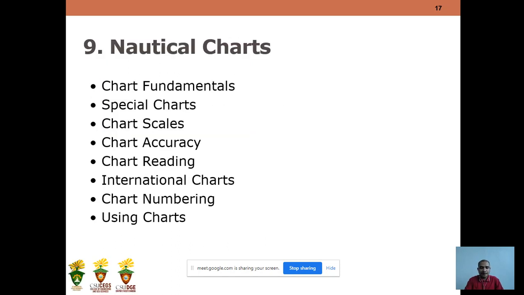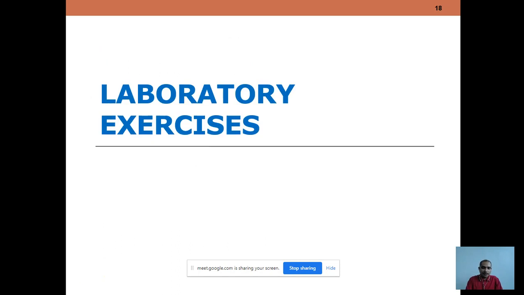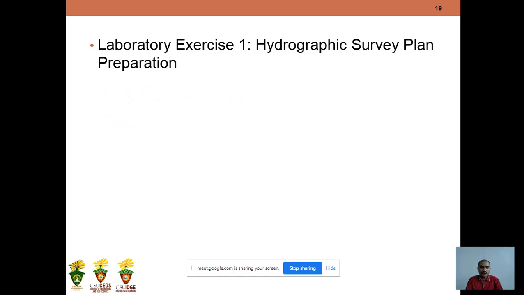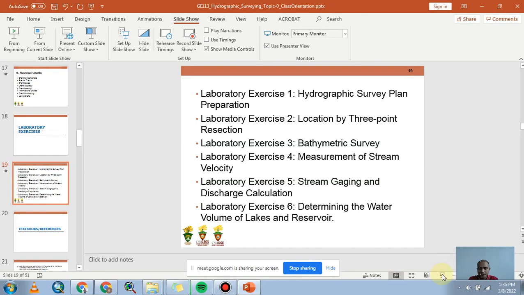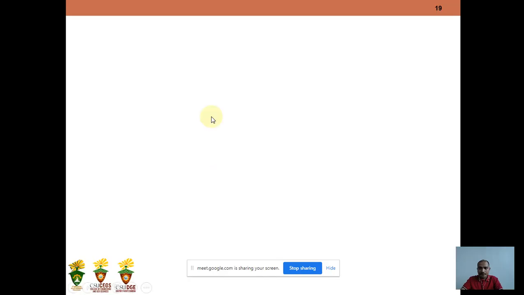Alright, so those are the topics for GE 113. There are 9 topics that we are going to discuss in the whole semester, 4 lectures. And for laboratory exercises, we have, I think, 6 laboratory exercises for this course. So these are the laboratory exercises.